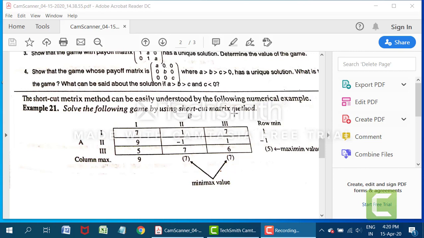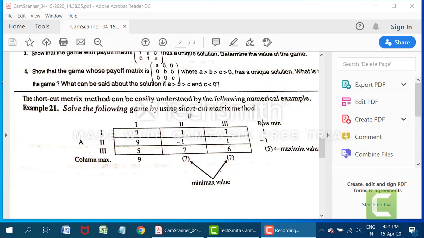That's the first aspect. The second aspect is whether the game consists of a saddle point. I mean, you must apply the maximin, minimax criterion. So if you apply the minimax criterion, first row minimum is 1. Second row minimum is minus 1. Third row minimum is 5, 7, 6, 5.